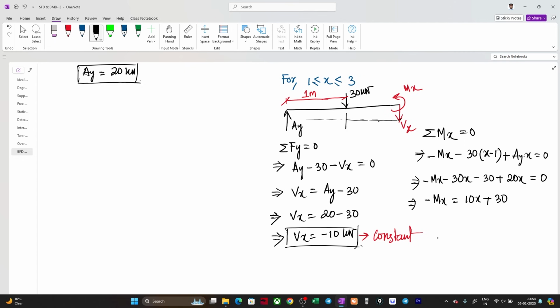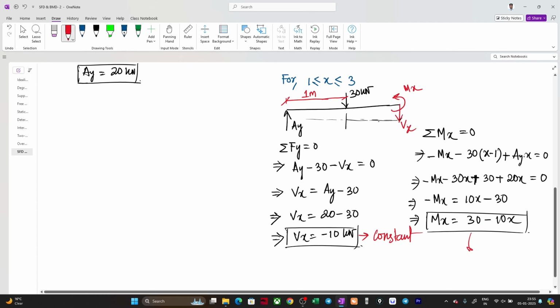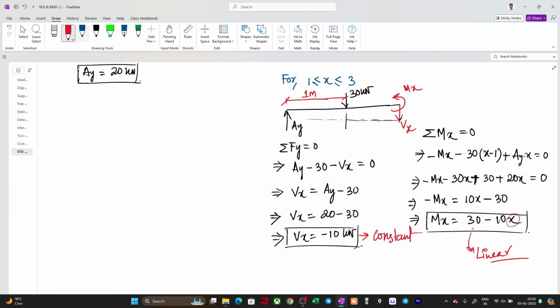This 30 minus 30x plus 30. Yes, here I made a mistake. So now if I say Mx equal to 30 minus 10x, this is the equation. Here also you can see this is a linear equation, but one order higher, right? One order higher.